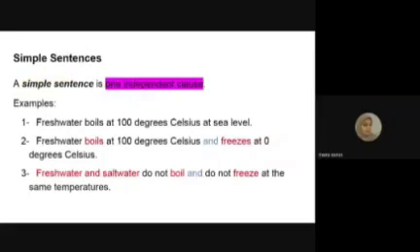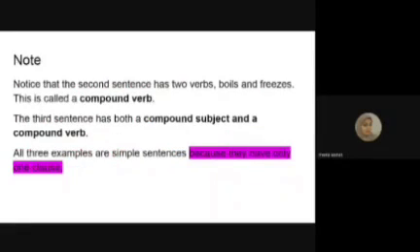So this is all we have about simple sentences. We call the simple sentence a simple one because it contains only one complete thought, and it contains one independent clause. Why is it an independent clause? Because it should not be attached to another clause to complete the meaning. It should stand alone. So we have a subject, we have a verb, whether it is compound or not, and a complement if we need one. This is all about the simple sentence.